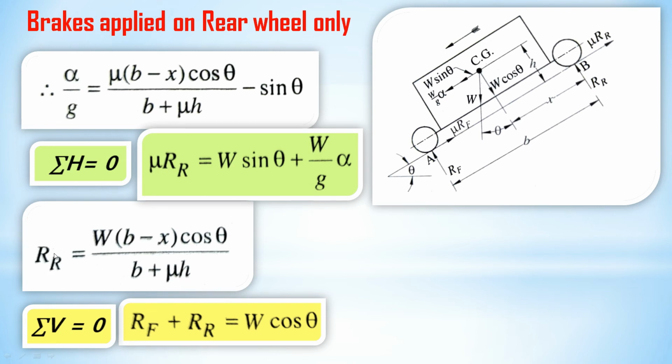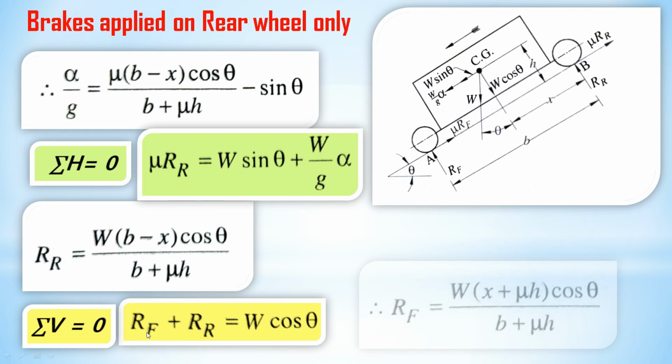Now we will put the value of Rr in the equation of sigma vertical equal to 0, Rf plus Rr equal to W cos theta. Here we put the value of Rr in this equation and we get the value of Rf. So Rf equal to W in bracket (x plus mu h) cos theta upon (b plus mu h).